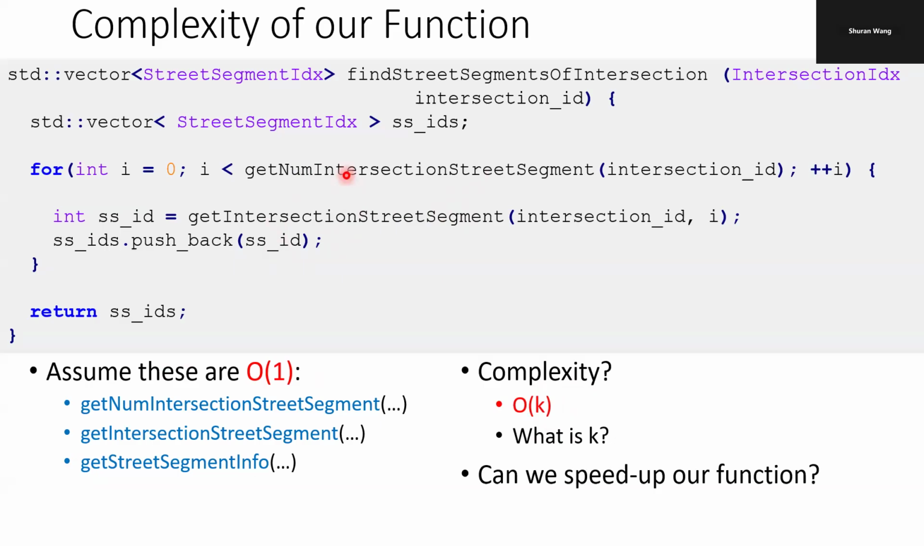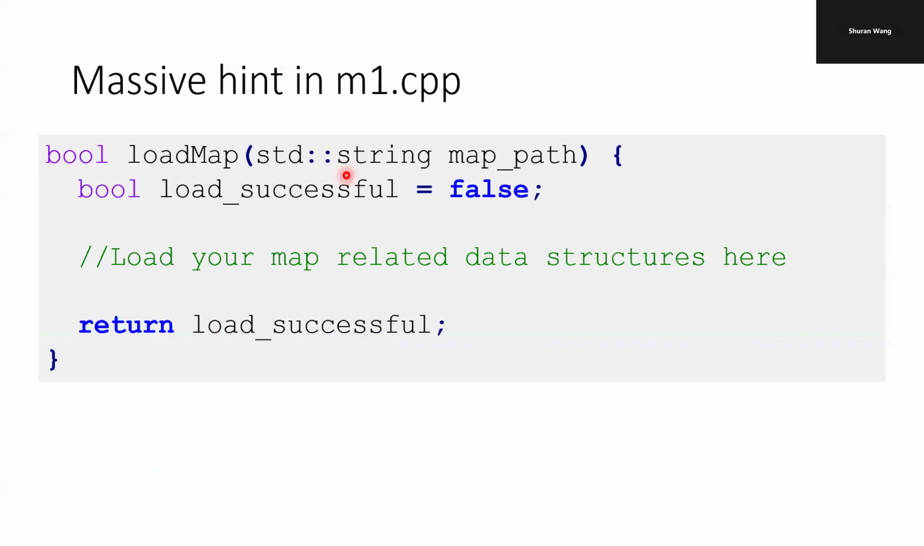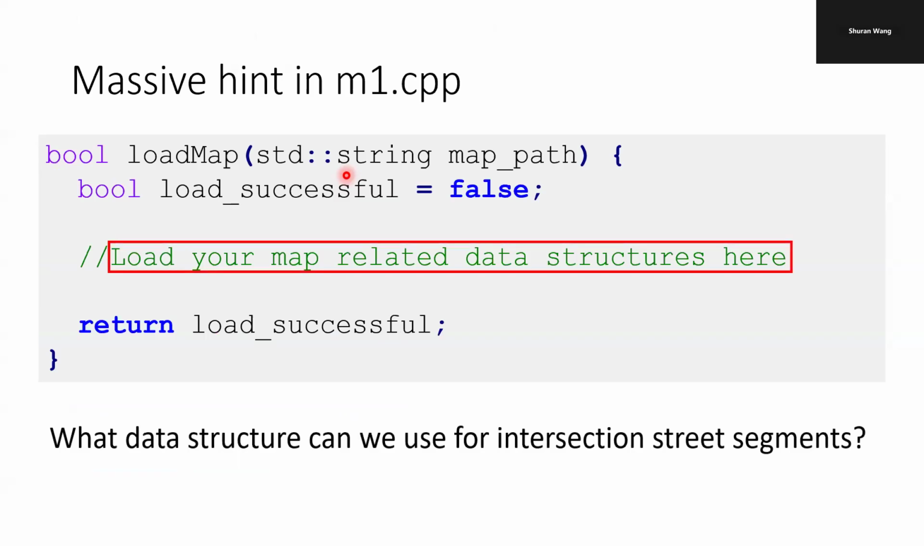How can we speed up our function then? In m1.cpp, you have this comment inside loadMap: load your map related data structures here. So this means that we need to do some data pre-processing before that function was called. And loadMap is called before all the other functions are called. So this is the perfect place for you to do all of the data processing.